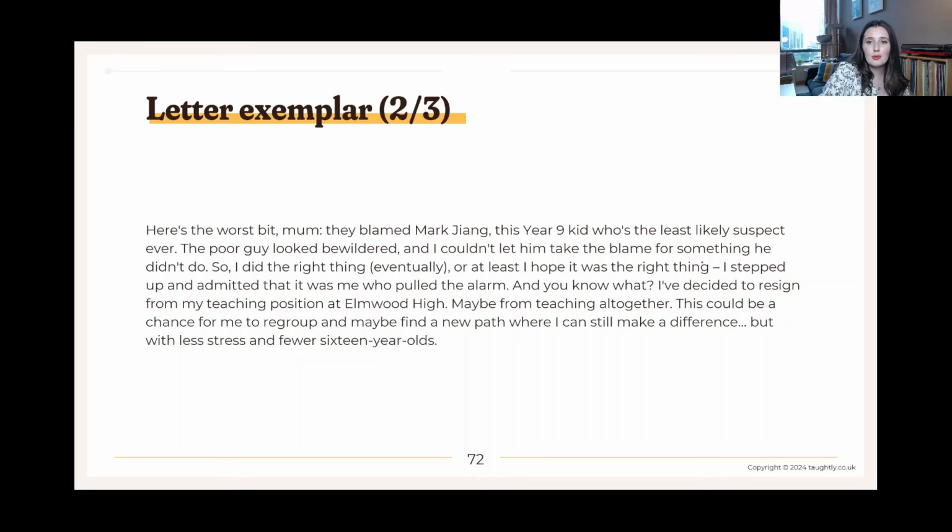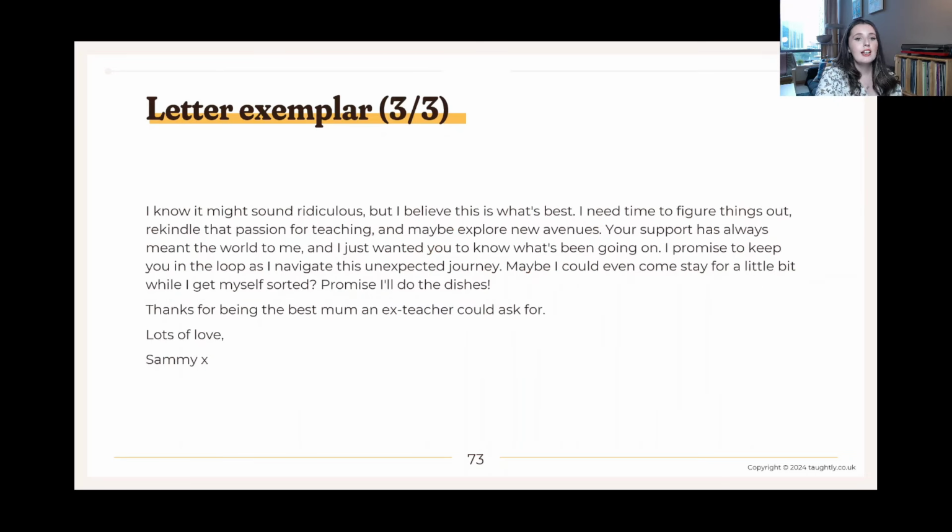So again, notice we've got this kind of spoken chatty tone with the ... and the and you know what. So we've got this more informal tone, and again here, eventually in brackets, giving almost like an inside joke tone to the writing. I know it might sound ridiculous, but I believe this is what's best. I need time to figure things out, rekindle that passion for teaching, and maybe explore new avenues.